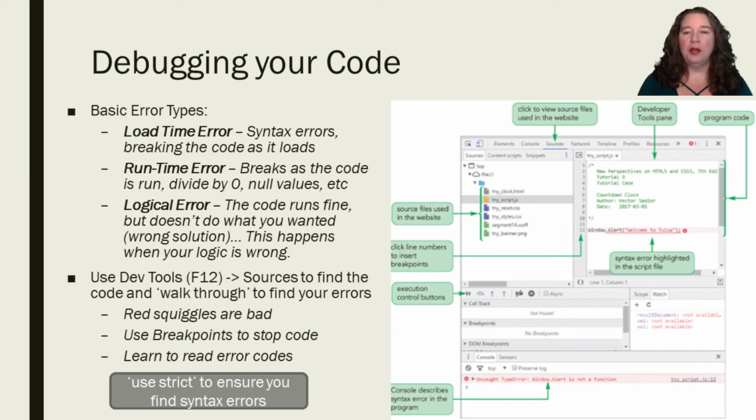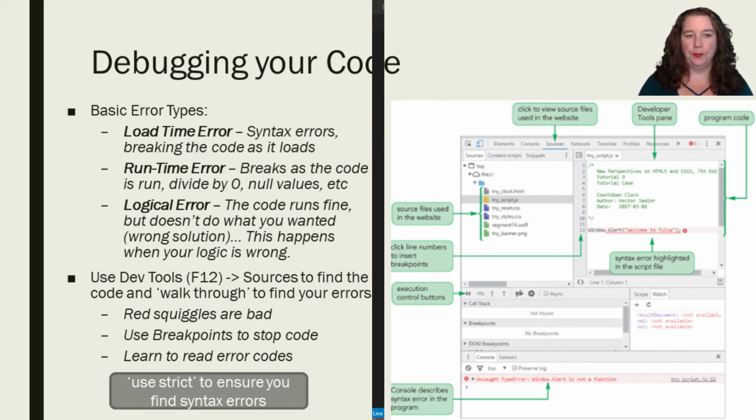So at the top of our script file, we are always going to write use strict because we want it to be strict. Like, you know, that mean old teacher, strict. You want it to be strict, and that's going to allow you to find those syntax errors in your dev tools when you run your code. Really important to be able to do that. So I'm going to show you a little bit about how to debug your code.